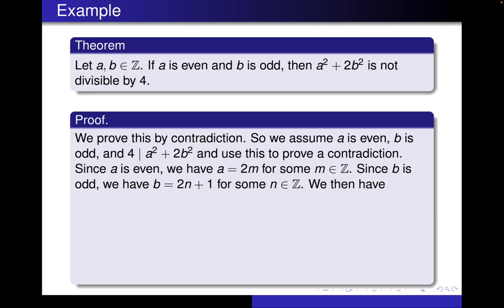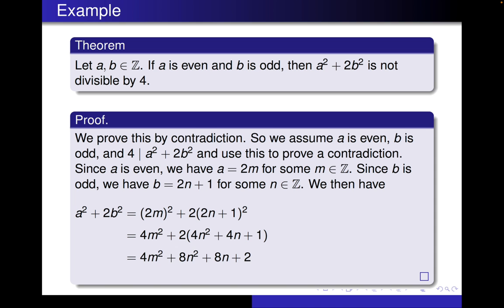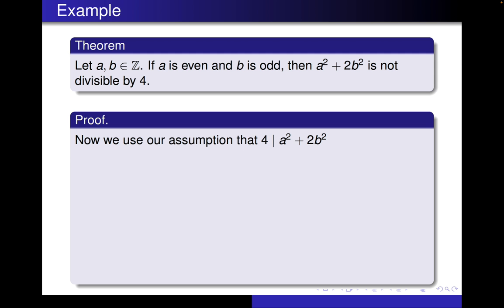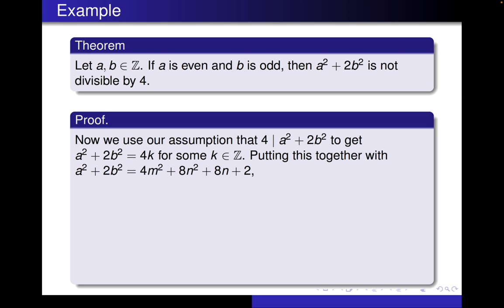We then plug those into A squared plus 2B squared. We get A squared plus 2B squared equals (2m) squared plus 2 times (2n plus 1) squared. We're going to do the same old algebra that we did before on that. Now we're going to look at the other side. Now we're assuming that 4 divides A squared plus 2B squared, and that means A squared plus 2B squared equals 4k for some integer k. And then we're going to put that together with A squared plus 2B squared equals all that stuff, 4m squared plus 8n squared plus 8n plus 2. We get 4m squared plus 8n squared plus 8n plus 2 equals 4k.